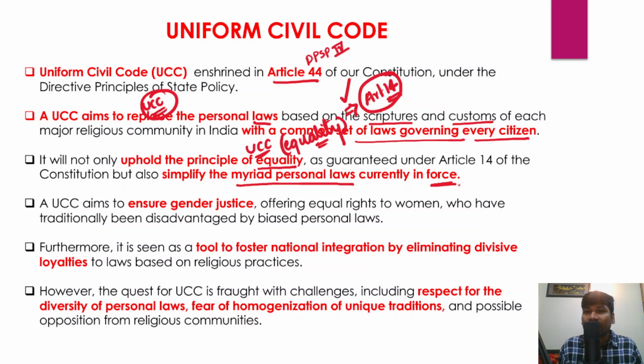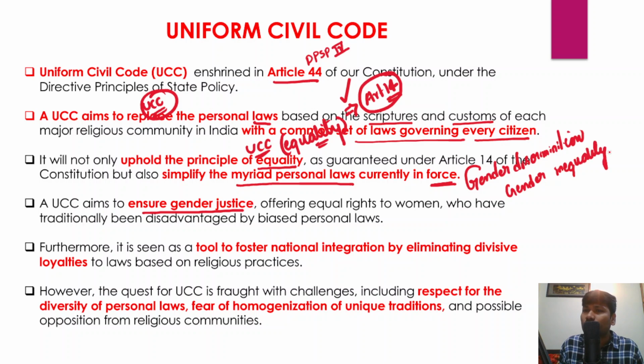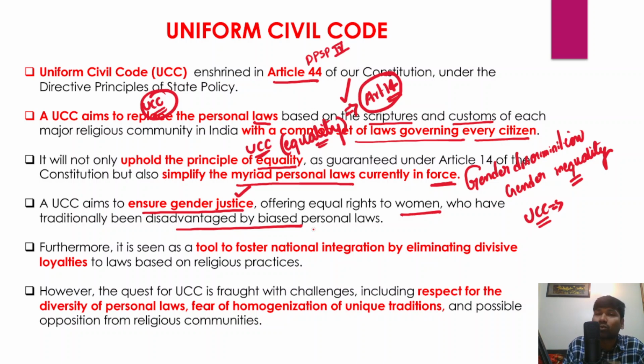Another very significant benefit of implementing the Uniform Civil Code is that it could bring in gender justice. Gender discrimination and gender inequality are very common in these personal laws, right? So the objective of the Uniform Civil Code is to protect the rights of women and also achieve gender justice, right? How would a uniform civil code result in achieving gender justice? It could offer equal rights for women who have been traditionally disadvantaged by the biased personal laws. Most of these personal laws are biased in favor of men.